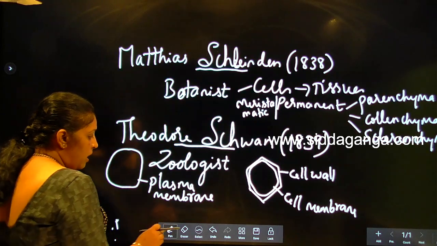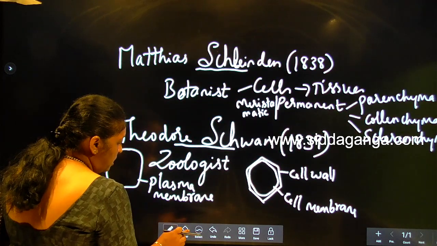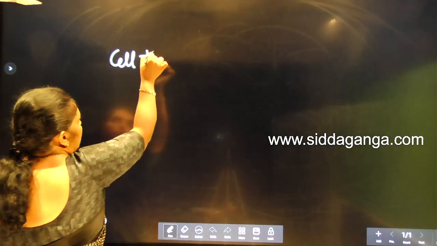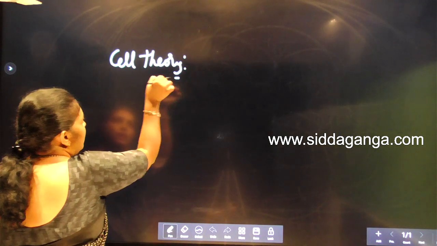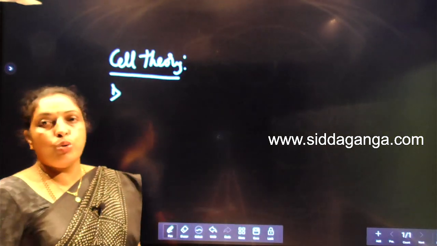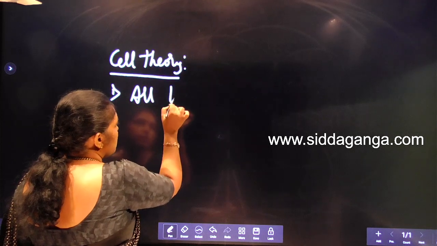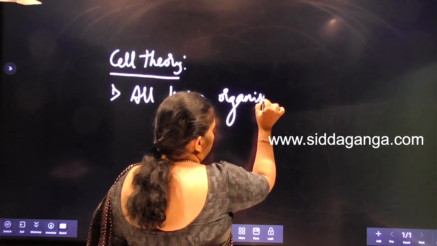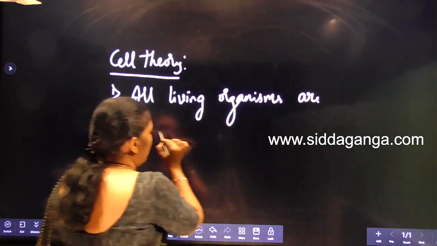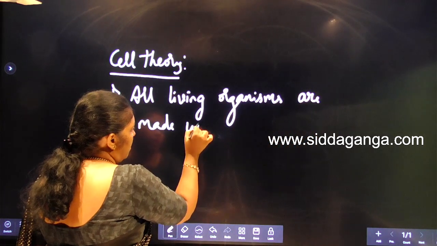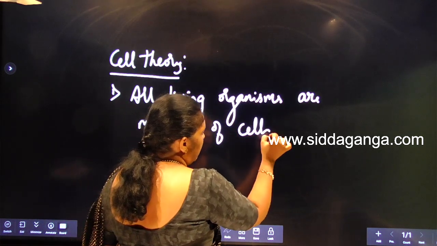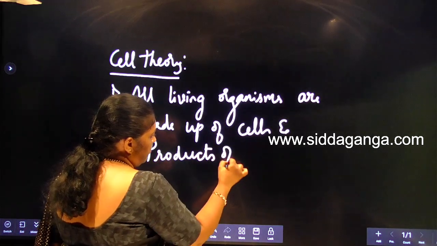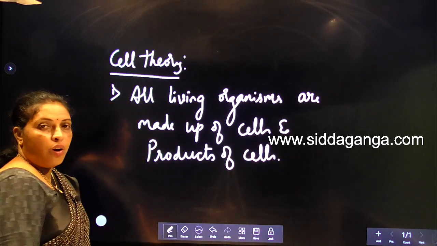So after that, both studies were combined and they gave us a theory called cell theory. Both of them together gave us a theory, it is cell theory. So the first point, cell theory includes that all living organisms are made up of cells and products of cells.